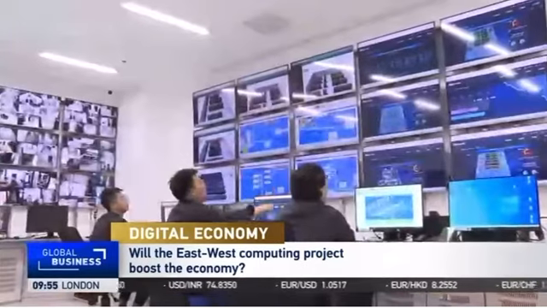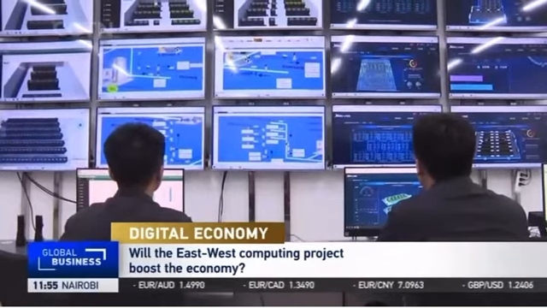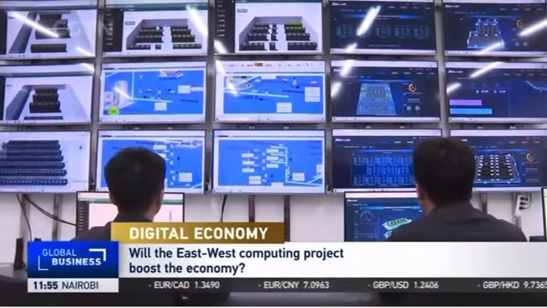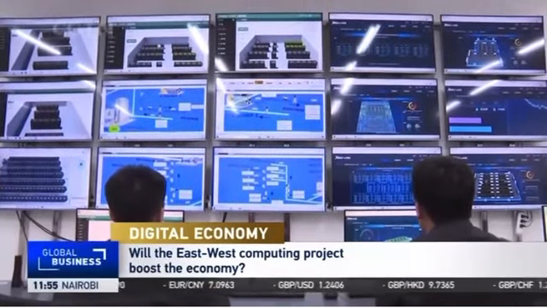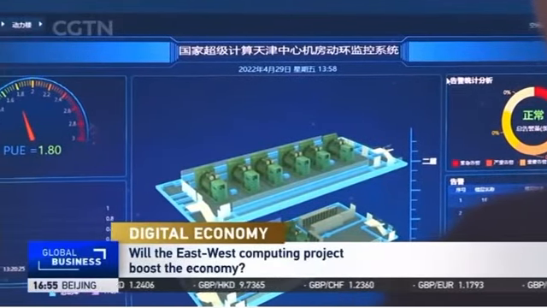Well, I think it is one of the solutions to boosting the economy for sure. As we know, the true value from data can make the economy stronger. The Western computing program can enable an integration of computing resources across the country because we have a lower price for data storage and processing in the West, but we have more demands in the East. So definitely, I think it is a balance of computing resources.